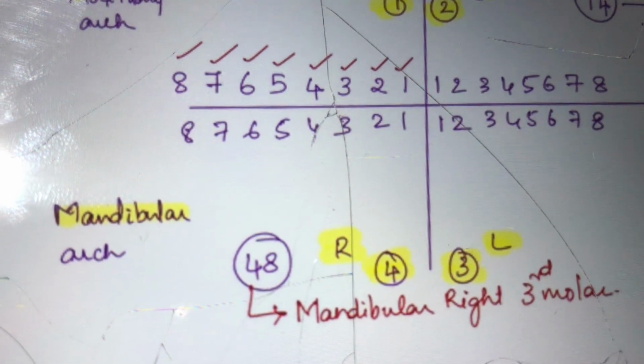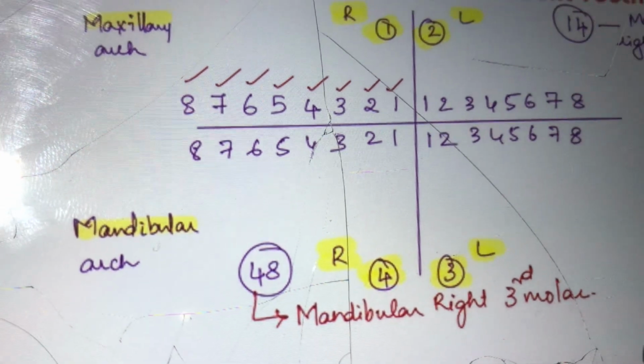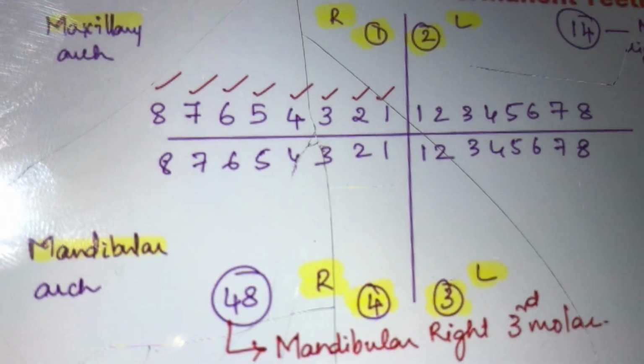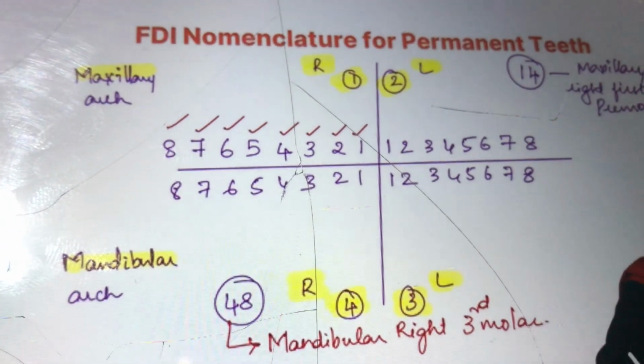Another example, let's take 4/8. When you say 4/8, 4 will be your mandibular right quadrant and 8 will be your third molar. So it is mandibular right third molar.